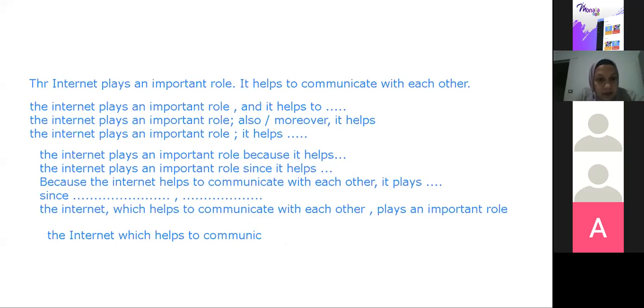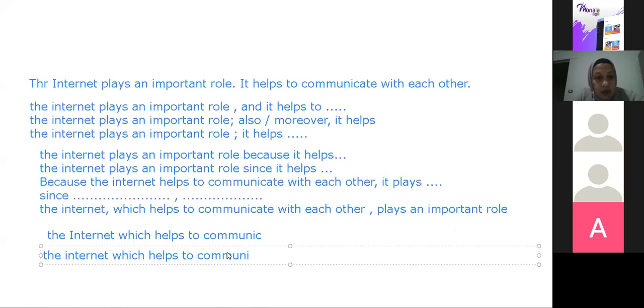So, which helps to communicate, okay. I have to repeat it again, sorry. So you got it now, but I'm going to write it for the people. Maybe we'll take a screenshot or something like that to have it with you. Which helps to communicate with each other. Okay, please, and important role. You got it?